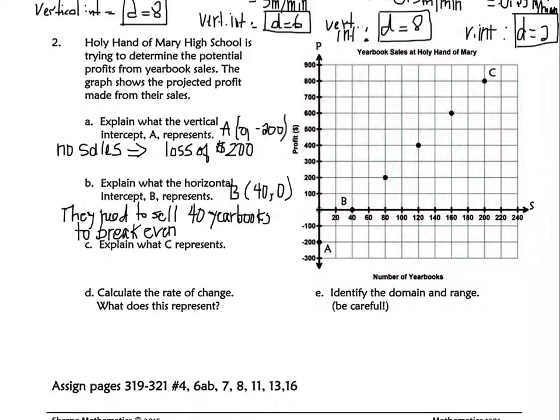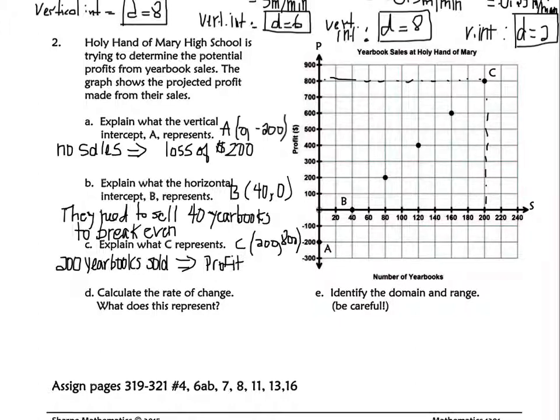Okay, explain what C represents. If we look at the coordinates, C has a sales coordinate of 200. Go down just to make sure I'm reading that right, 200, yep. And it has a profit coordinate of 800. So that means that if they sell 200 yearbooks, 200 yearbooks sold means a profit of $800.